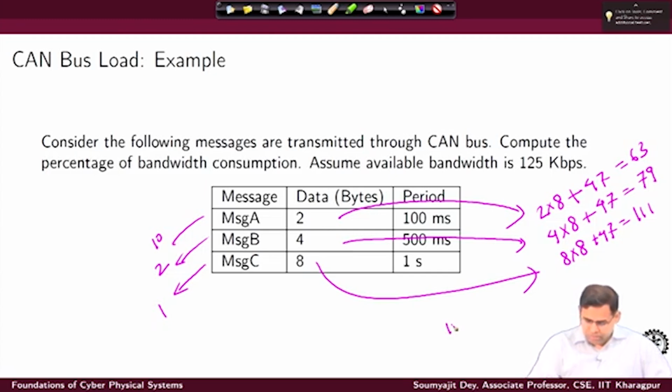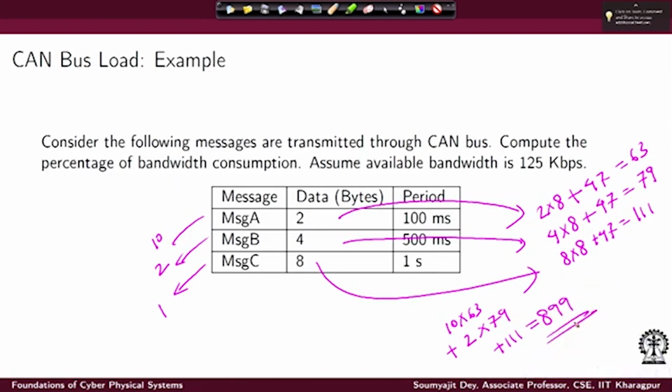So overall you will have 10 times 63, and so over this 1 second window the number of bits that you are consuming is this 899, and you can consider that worst case factor of 10%, right? So this would roughly go to something like 989, right?